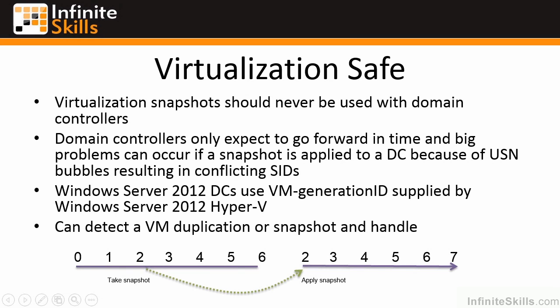So Active Directory uses this. A Windows Server 2012 domain controller running on Hyper-V stores that VM generation ID in its Active Directory database. Every single time it performs a write to the database, it does a check. It says, is the VM generation ID in the Active Directory database the same as the VM generation ID that Hyper-V is telling me? If they match, then everything carries on. Nothing has messed with its view of time. If they're different, then it means something has happened to that virtual machine. It's been copied, a snapshot has been applied, and really it goes into a crisis mode.